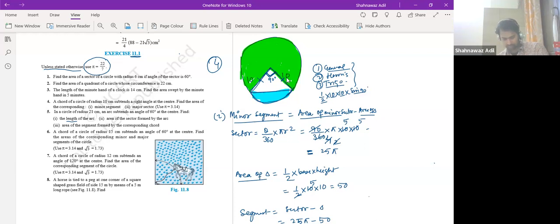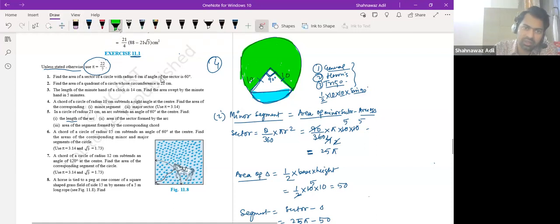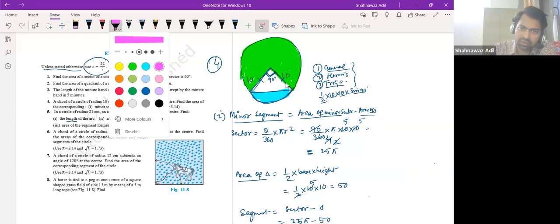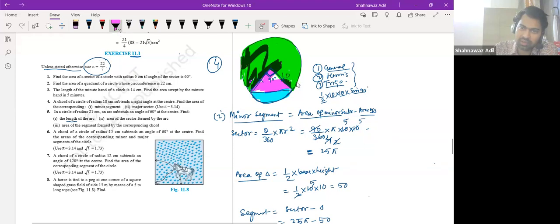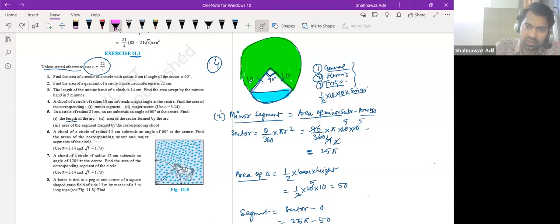When I'm calculating the area of the major segment, I'm getting the answer as 285.5. No, we have to calculate the major sector, right? We have to calculate this green one, not this whole thing. So only the major sector we have to calculate.